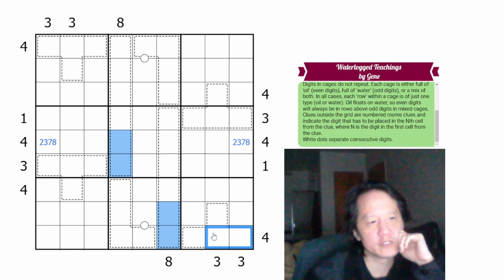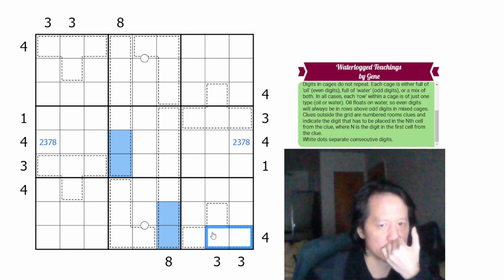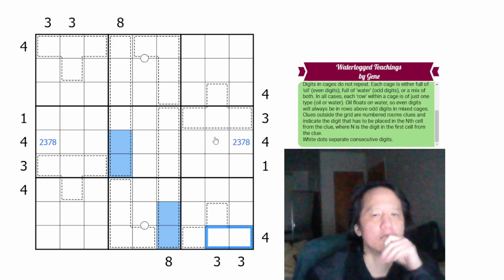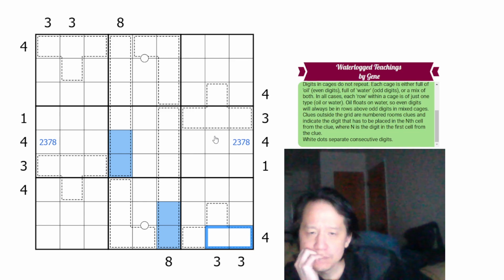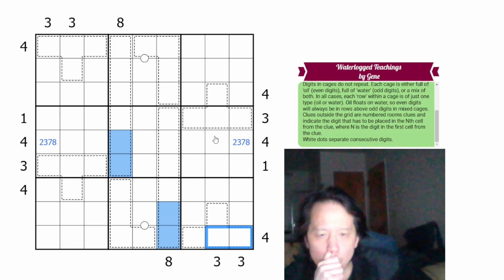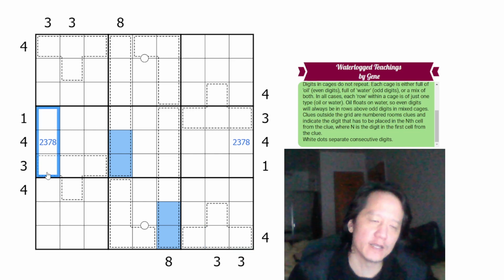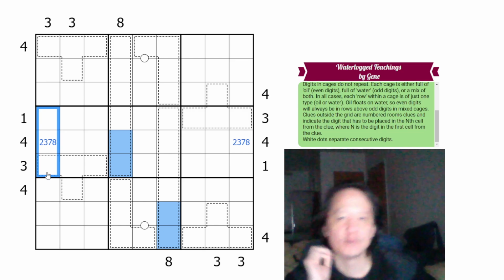Even cells are always on top. So 1 could actually be in the 1 position. And that's the only time you can have a 1 next to a digit that is numbered. That is a numbered rooms clue.